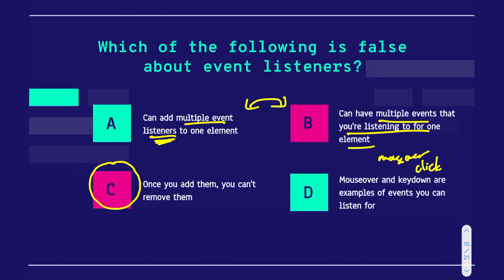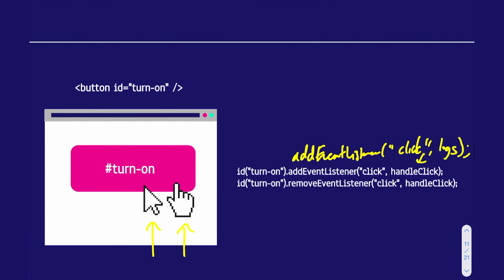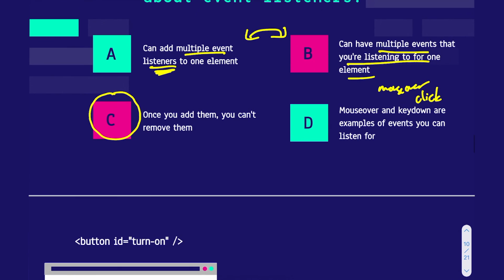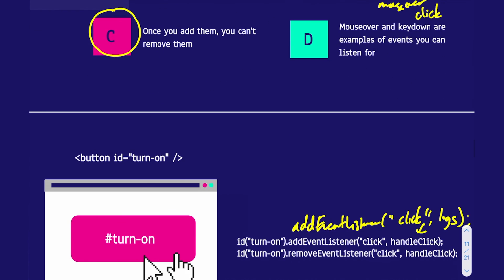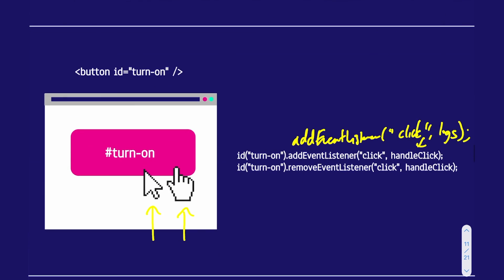We established C is incorrect, and then D, mouse over and key down are examples of events you can listen to. This is correct. There's a whole list of them. You can search it up if you want to know what other events you can have your event listeners listen to.